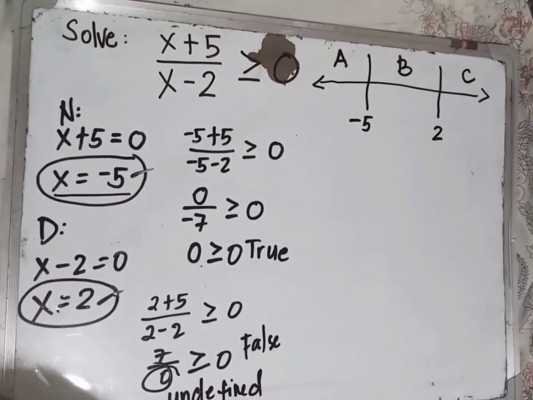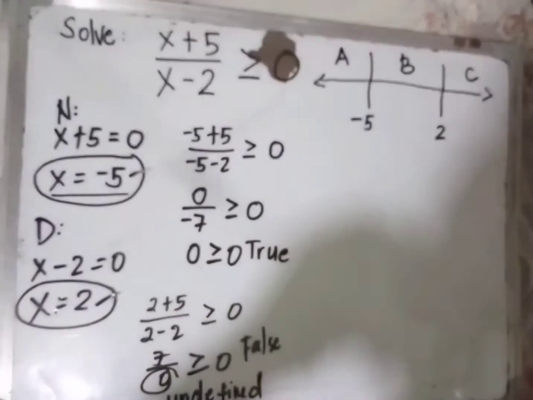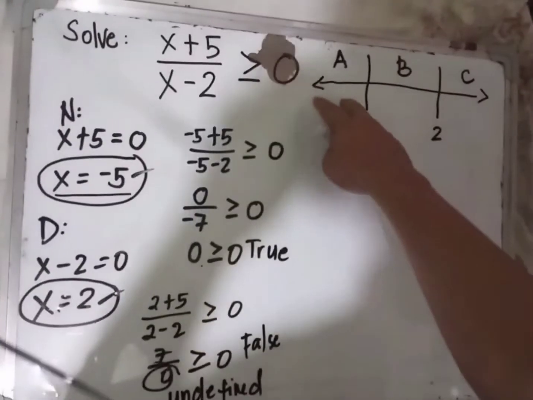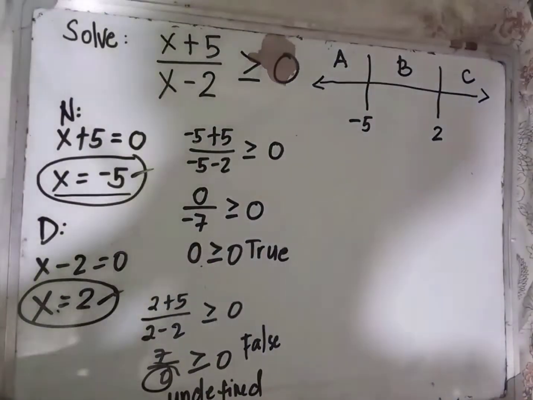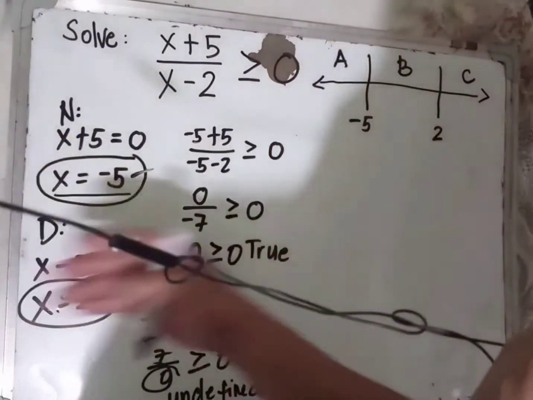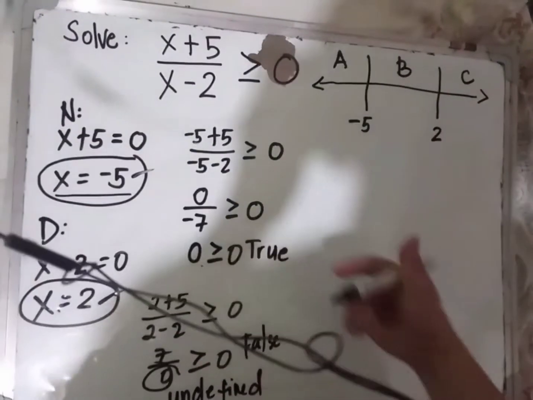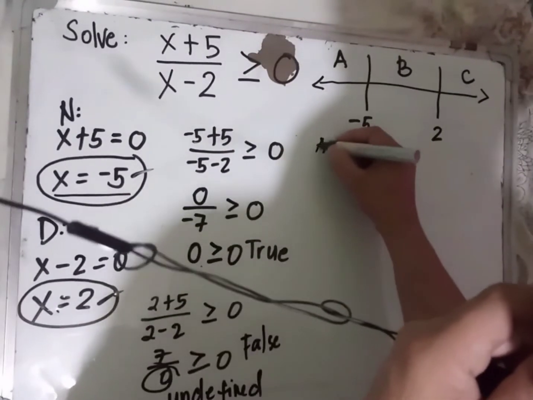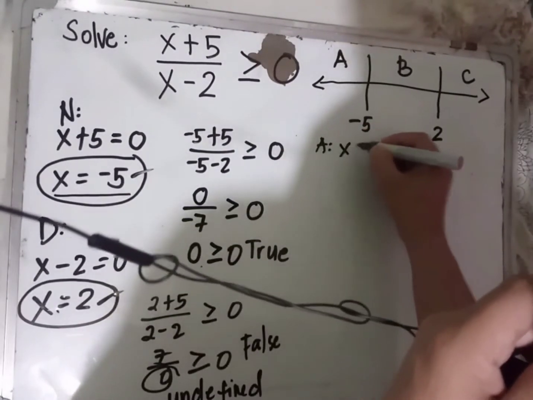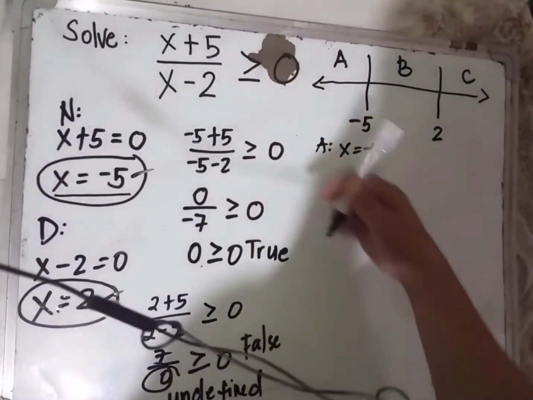Next, get test value for interval A, B, and C. So, maghanap tayo ng number na belong sa interval A, then i-test natin sa given inequality. So, any number belong to interval A. Since negative 5 is part of the solution, ang baba niyan is negative 6. So, interval A, when x is negative 6, test natin. Substitute natin yan sa given inequality.